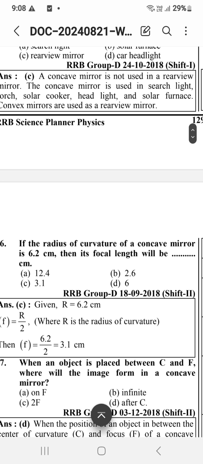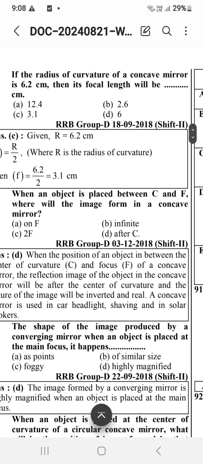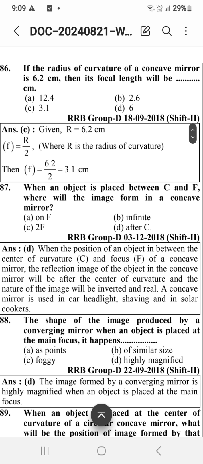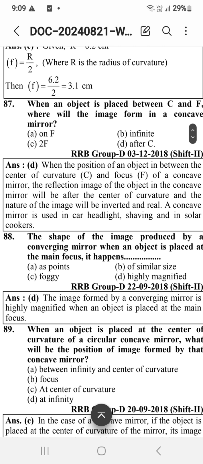Which one of the following is placed between C and F? Where will the image form in a concave mirror? The shape of the image produced by a converging mirror. When an object is placed at the main focus, it happens highly magnified. When an object is placed at the center of curvature of a circular concave mirror, what will be the position of image formed by that concave mirror? At the center of the curvature.